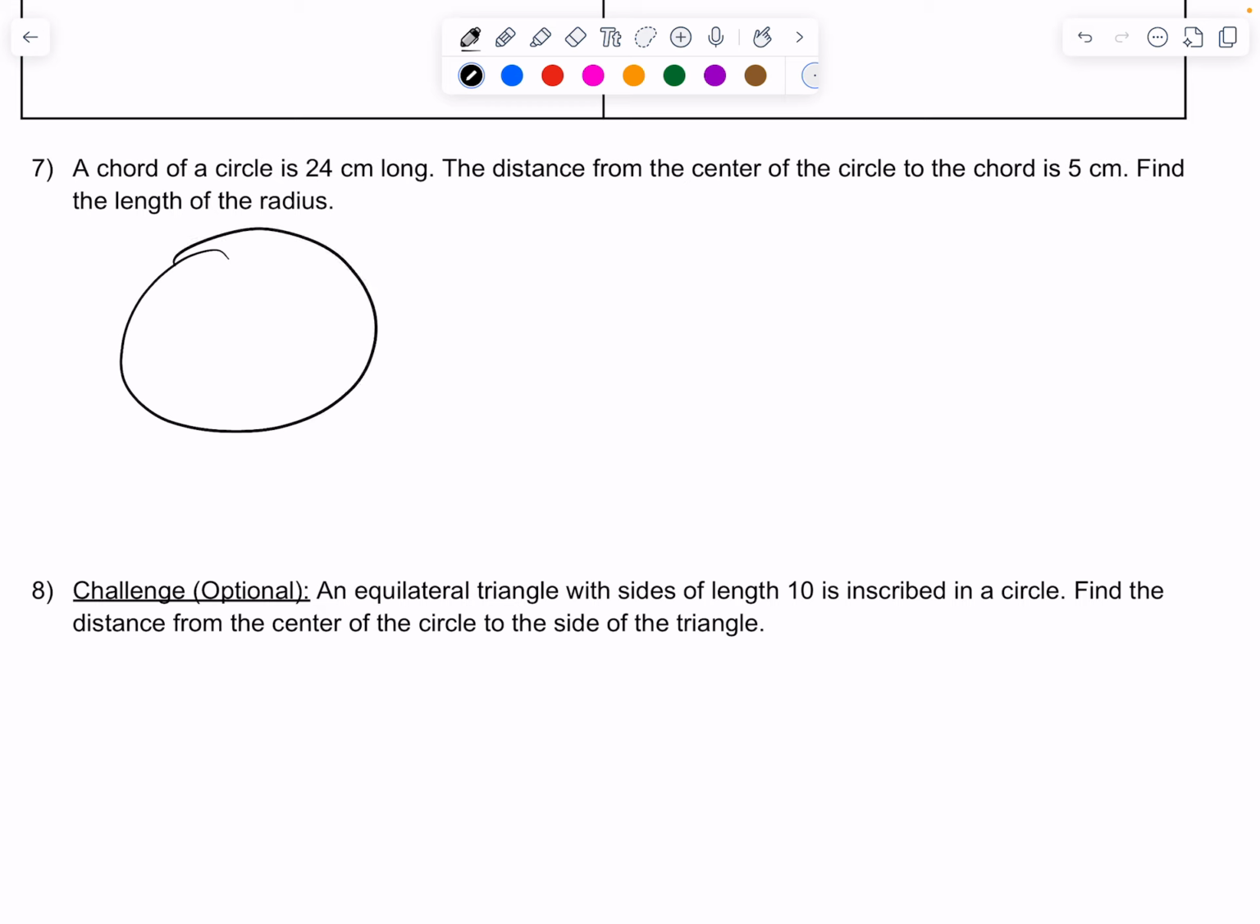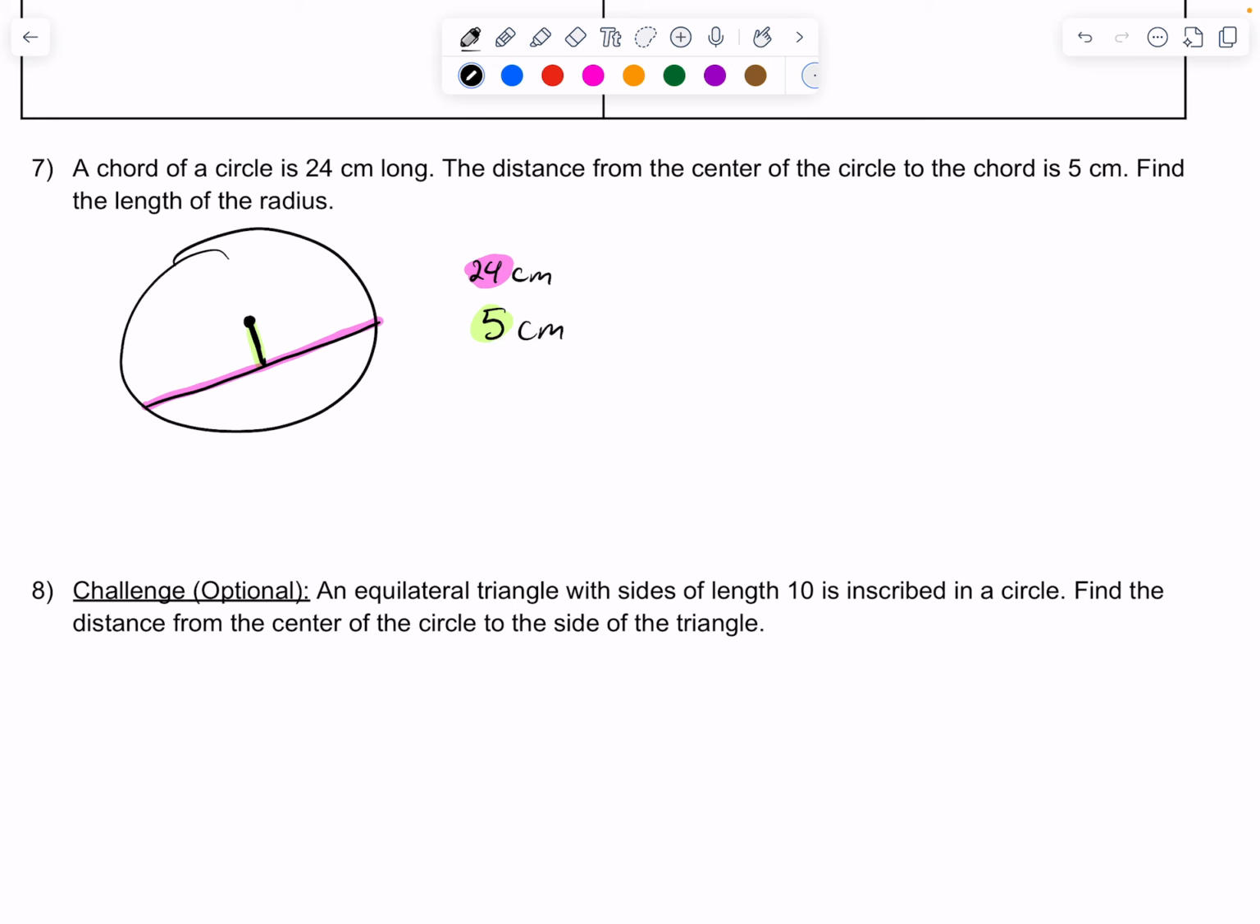And it says we have a chord, so I'm going to draw a chord. And that chord, highlight it like this, is 24 units long. So that chord is 24 centimeters long. Okay? It says the distance from the center of the circle, so there's the center of the circle, to the chord, so this distance here, so I'll highlight that as well. So this distance, right, is 5 centimeters. So that distance is 5 centimeters. All right? Find the length of the radius.